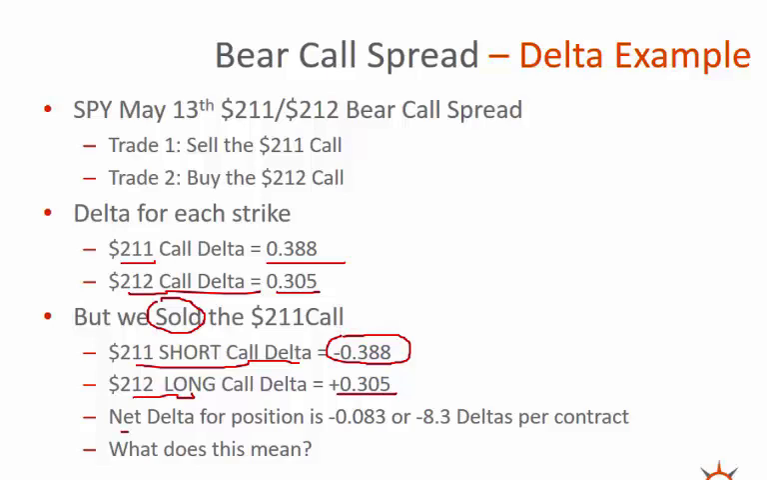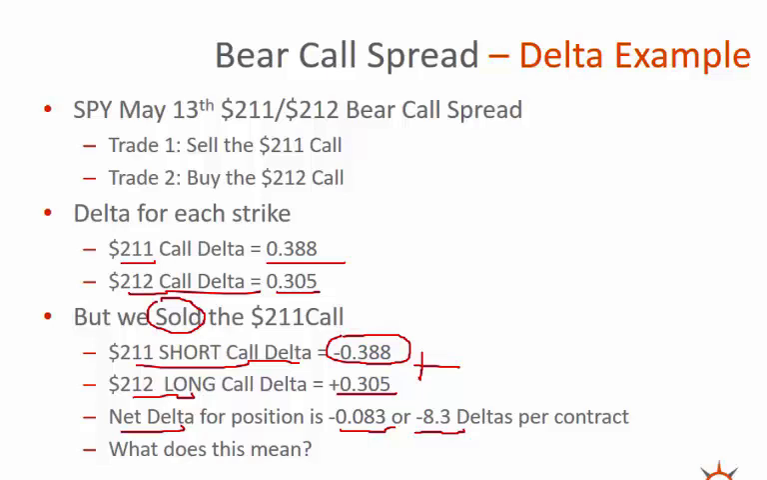So the net delta, so when we add these two here together, we get a net delta of negative 0.083. What does that mean? Or a negative 8.3 deltas per contract. So the reason we've got minus 8.3 deltas per contract is that in the options market, one contract controls 100 shares of stock, so we would multiply this number by 100. So for one contract we would have a negative 8.3 deltas.